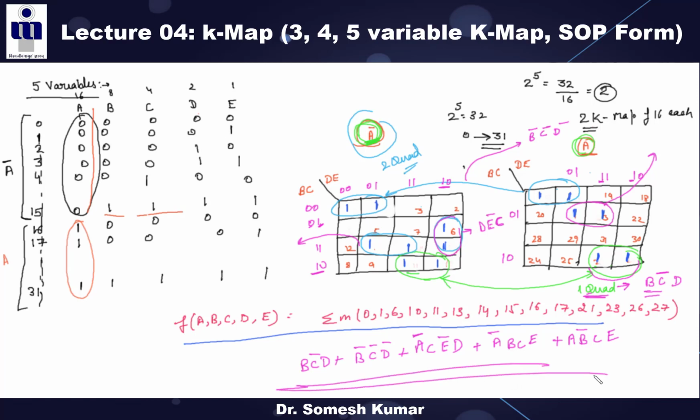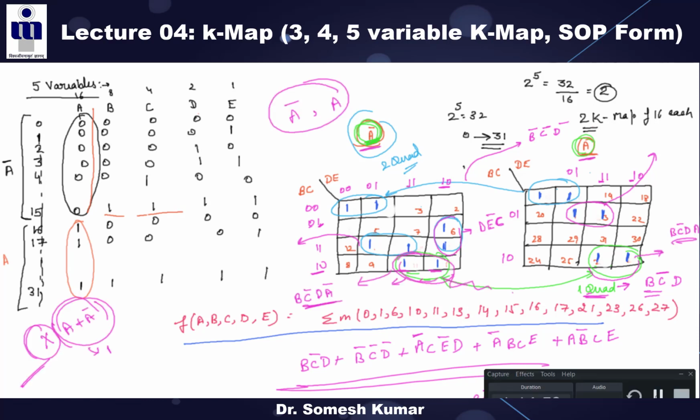Understand? Now you can revise this. Yes, it is a little bit complex for 5 variables. That's why we are not going to solve more than 5 variables by using the K-map, right? Because now you have clearly seen. This is all about today's lecture.